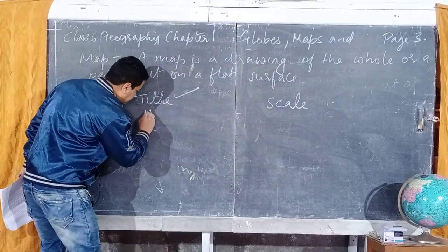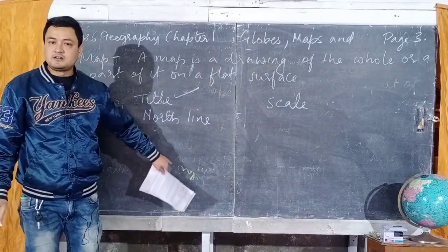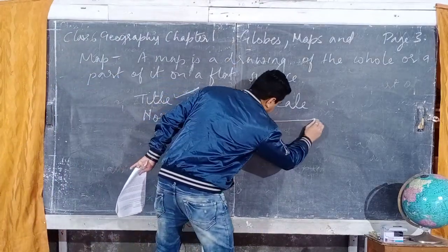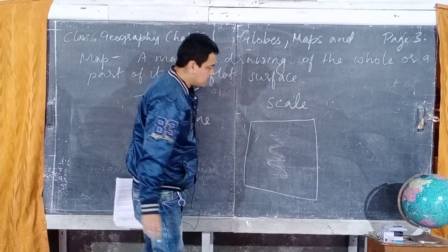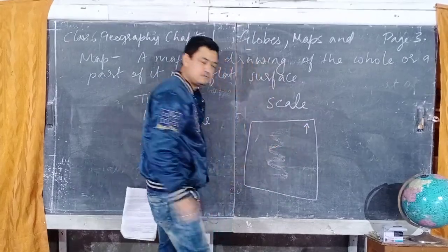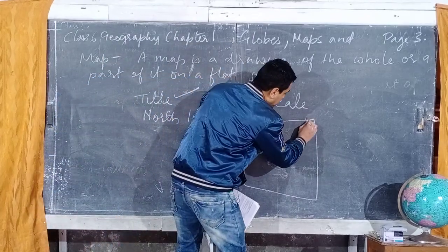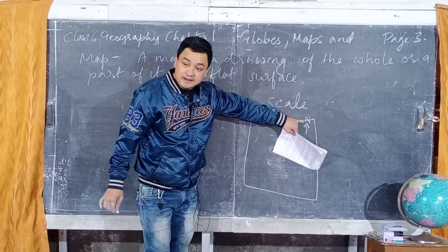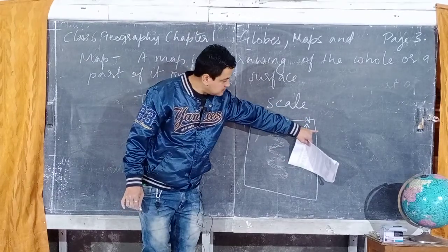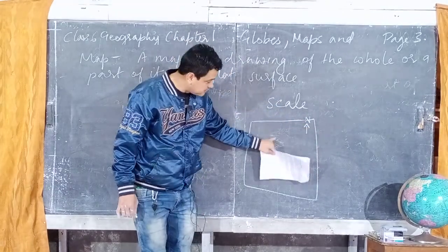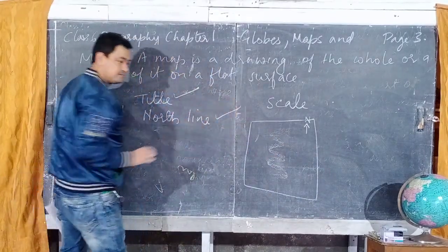Then north line. Now what is a north line? It is a cardinal direction. Let's take for example, here is a picture of a map. On the top right hand side you have an arrow marked, like this kind of arrow you see, an upper arrow pointing towards the N. A letter N is written there. N means north. If this is north, this becomes the south, this becomes the east, and this becomes the west, which helps us to read the map, which direction we are following in the map. So this is known as the north line.